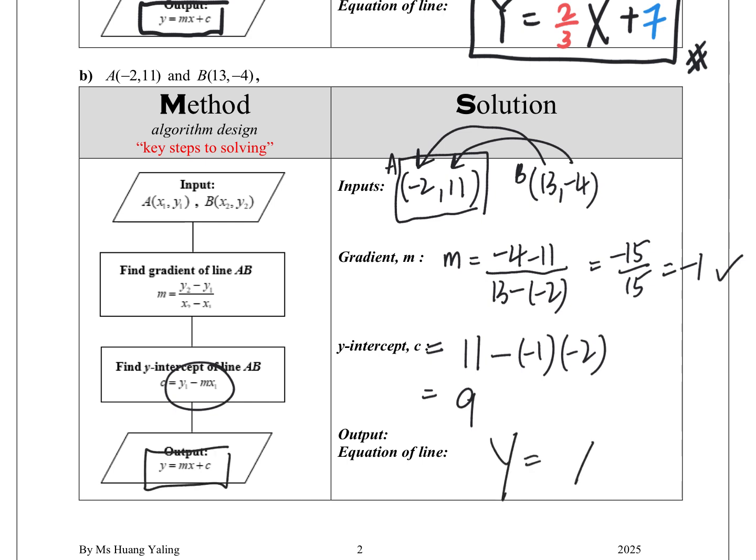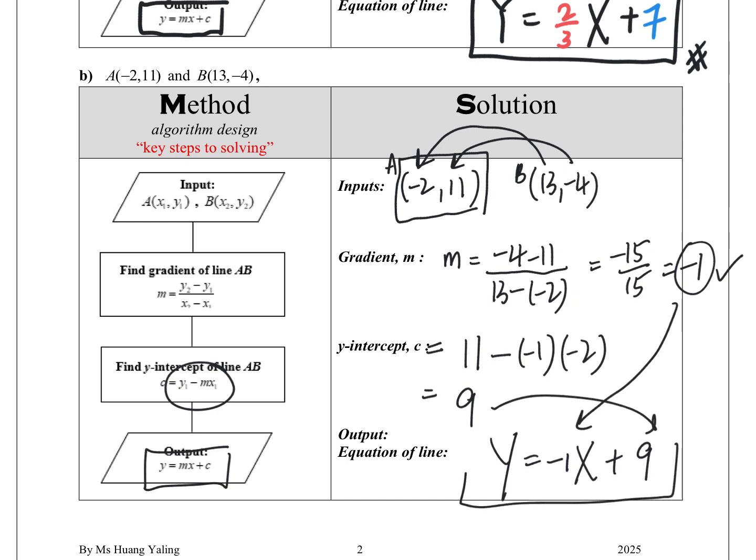Remember, everything except y and x don't change. Gradient, you put in accordingly. Y-intercept, you put in accordingly. This is the equation we want. No need to write 1 if you don't want, just minus x plus 9. Y equals to minus x plus 9. This is the equation we want.